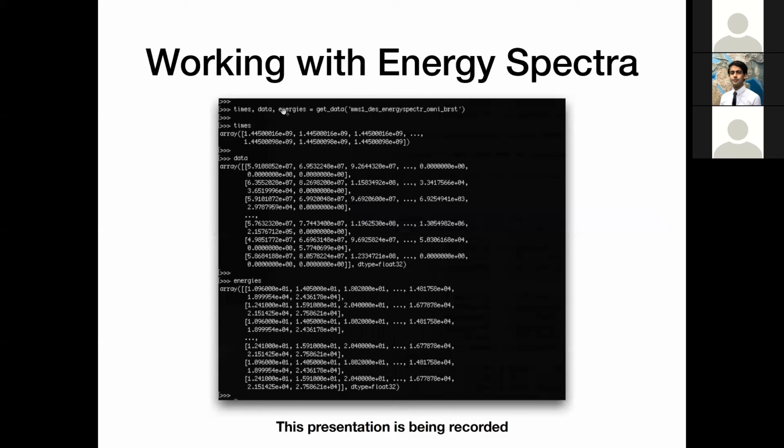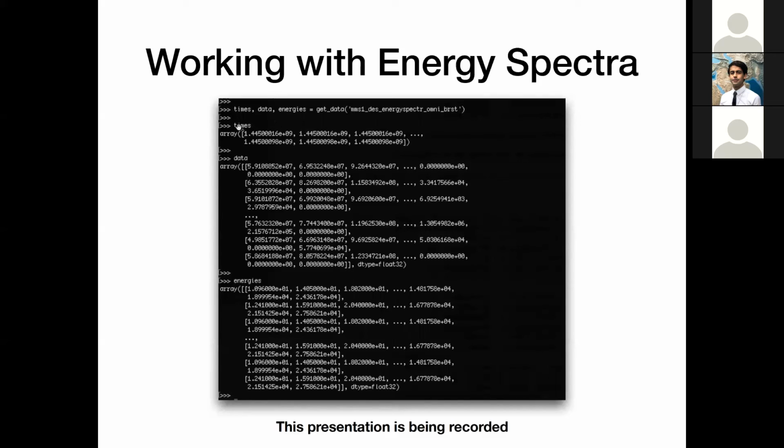So what about energy spectra? get_data supports that as well. The thing to note is that if there's an extra dimension, that'll be returned as an extra dimension on the tuple. So for energy spectra, this is that burst mode DES spectra that we loaded earlier. It's times, the data values, and then the energy table.